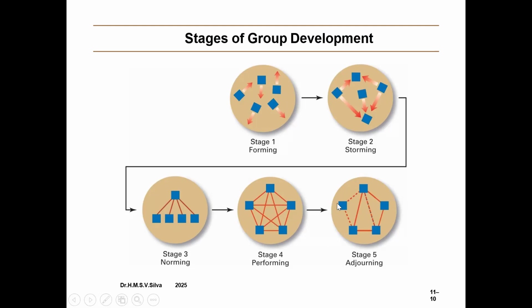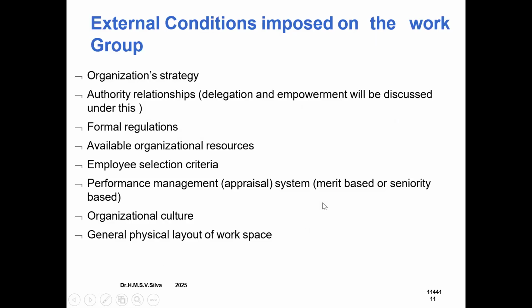At the adjourning stage, the dotted line shows that some relationships are broken. Broken means vanished. But even though the task has been completed, some relationships remain, which the dark line shows. But anyhow, these five stages are very important for group development.